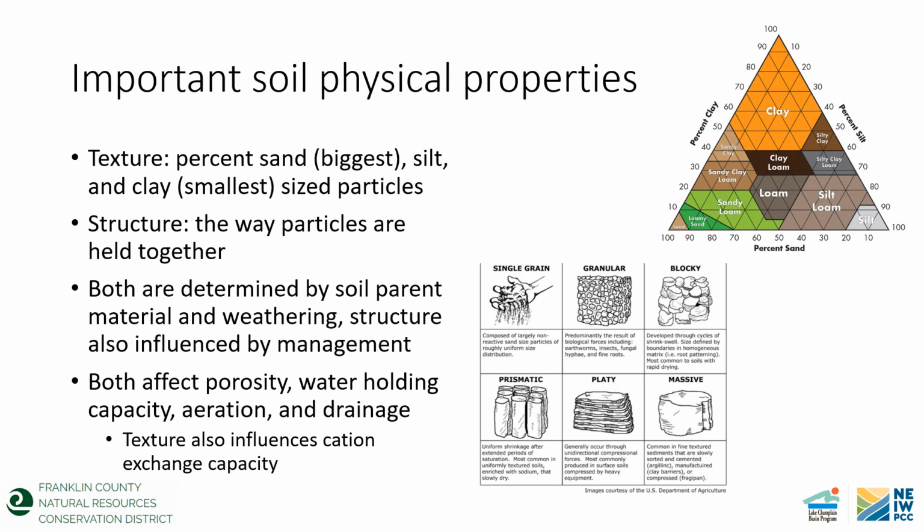Another important physical property of soil is its texture. Soil mineral particles can be divided into sand, silt, and clay, depending on how small they are, and the balance of differently sized particles determines soil texture. The soil textural triangle, shown here at the right, tells us the texture of a soil based on the percent of sand, silt, and clay particles.